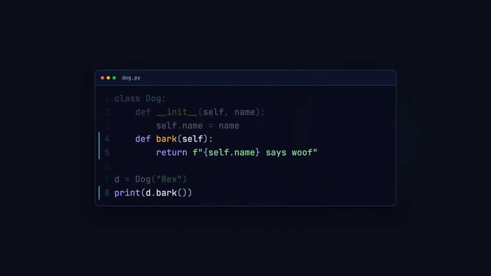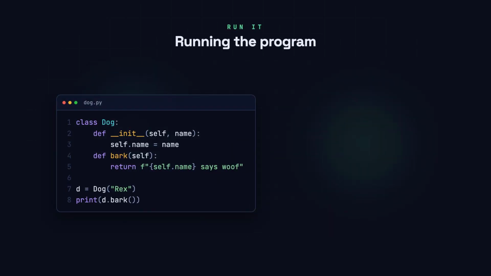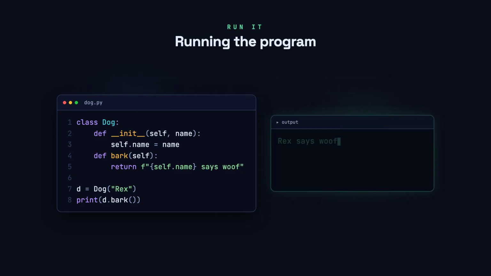On line 8, d.bark is called. Python silently passes d as self, so inside bark, self.name is Rex. The method returns the string "Rex says woof" and print displays it. When we run the file, Python prints "Rex says woof". The method reached into the object, found the name Rex through self, and used it to build the message.